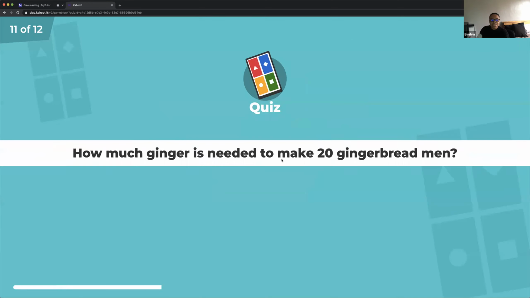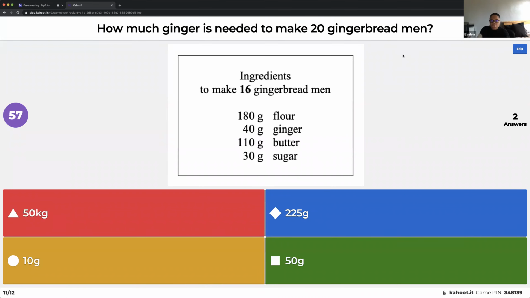We're nearly at the end. How much ginger is needed to make 20 gingerbread men? Have a look at this. You've got just under a minute now to finish this one. So whichever method you find easiest, and obviously if you have a calculator, you can use it, because I can't see you using a calculator. But make sure, and just a hint, check your units.